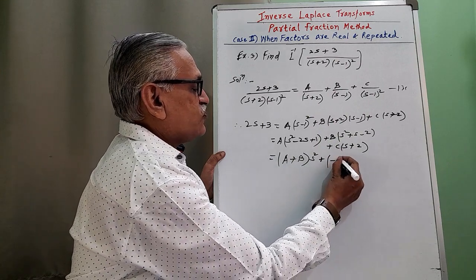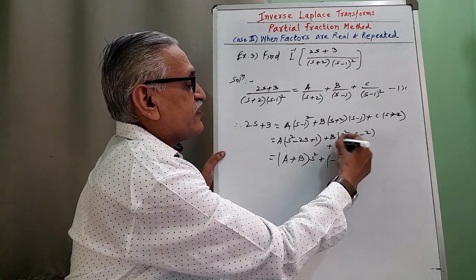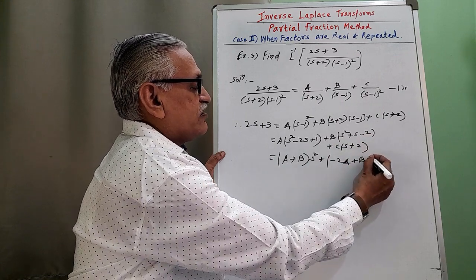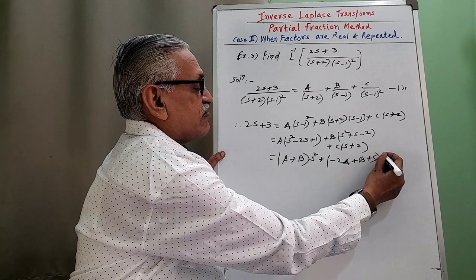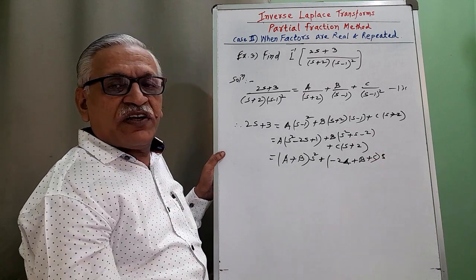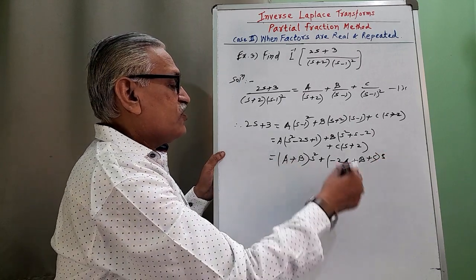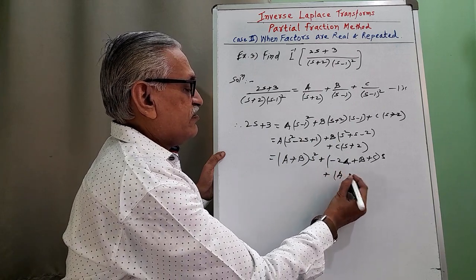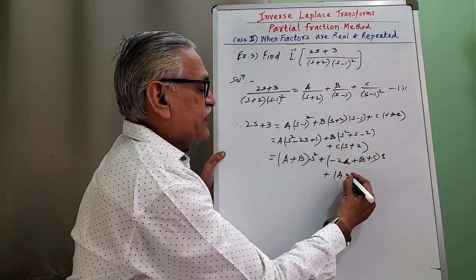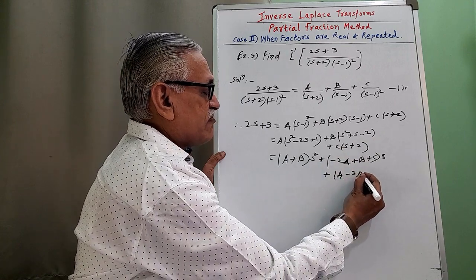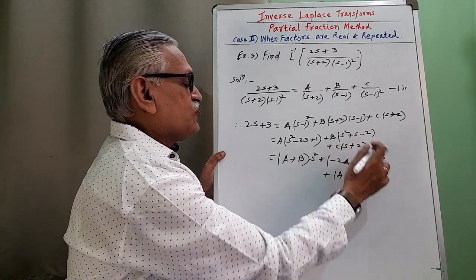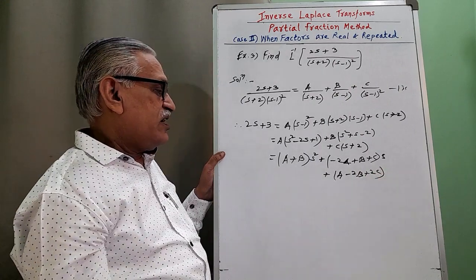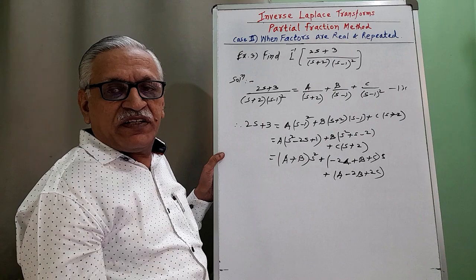Then, collecting the terms of s: 1, 2, 3. Therefore, minus 2a plus b plus c into s. Then constant terms are a minus 2b plus 2c, and that is equal to 2s plus 3.